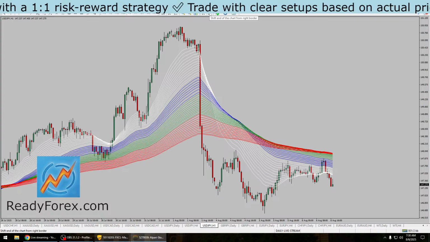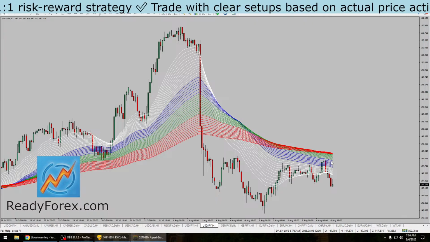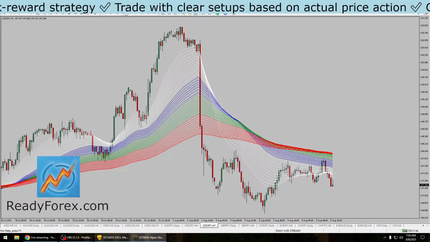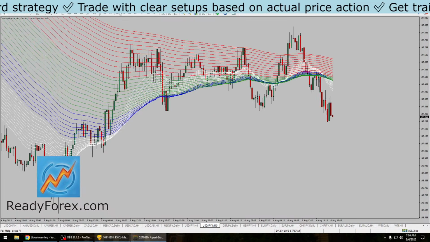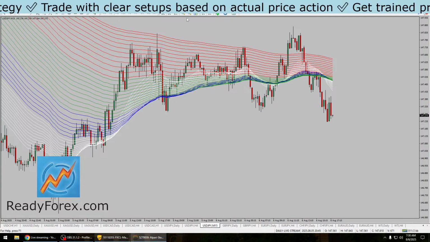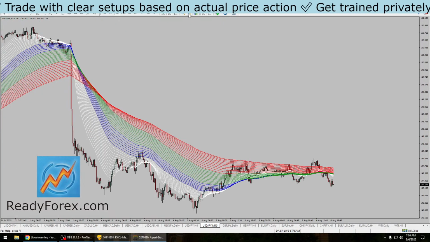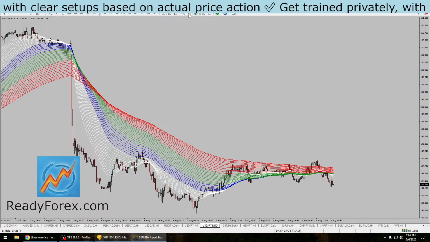Okay, the rainbow is almost bearish. It has almost turned bearish. And the smaller time frames like the 15 minutes chart actually provided some short-term trading opportunities.